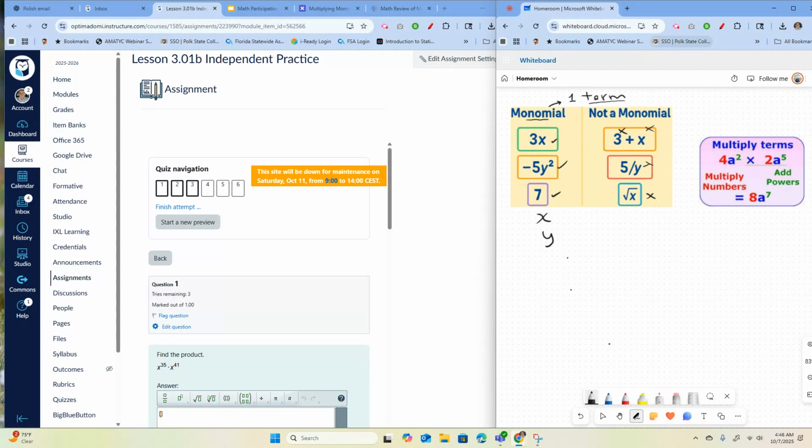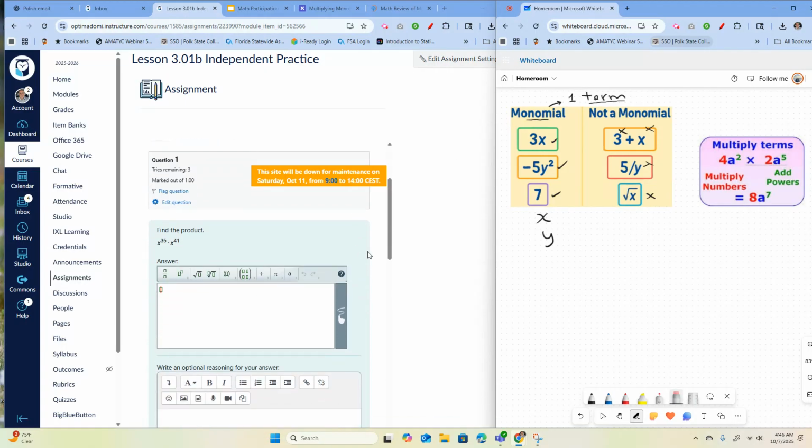So what we're going to do is multiply monomials. For example, if you look at problem number 1, this is something we learned in module 1. And here we are multiplying. I'm going to change the exponents, but I'm going to keep the letter. So here we're multiplying x to the 20th power times x to the 31st power.